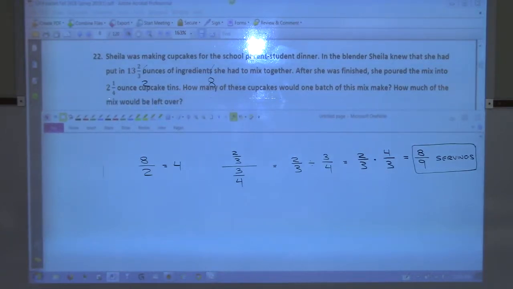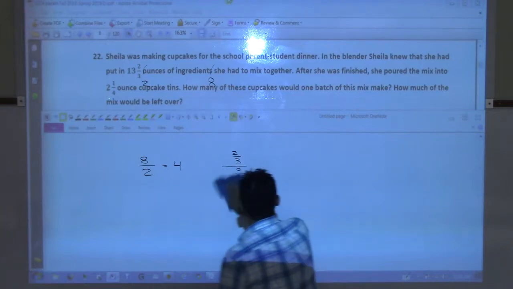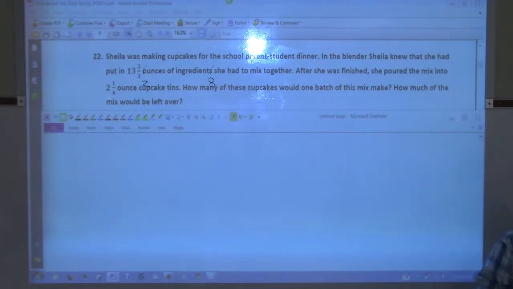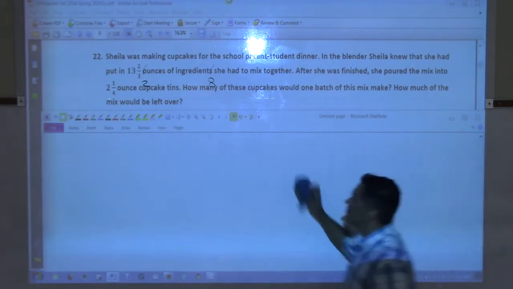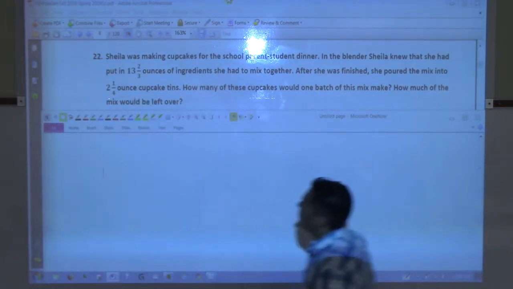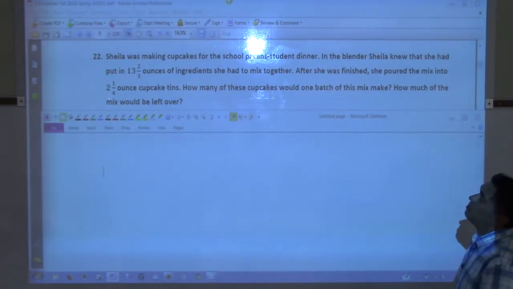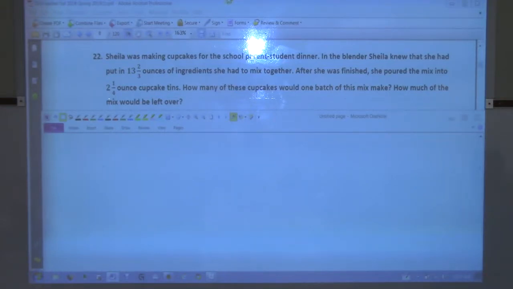So I was really hoping today that I would come in and you would have questions about the word problems. I was really hoping that would happen because I didn't really go through them and I wanted to see how you would handle them. Even though the problems aren't realistic when you read them, this is the part that's the most real world because you want to be able to solve problems, right? Critical thinking. All right, Sheila was making cupcakes for the school parents' student dinner. In the blender, Sheila knew that she had to put in 13 2/3 ounces of ingredients. She had to mix them together. After she was finished, she poured the mix into 2 1/4 ounce cupcake tins. How many of these cupcakes would one batch of this mix make, and how much of the mix would be left over?